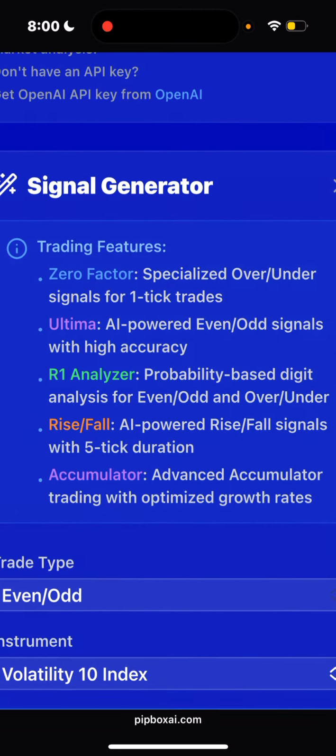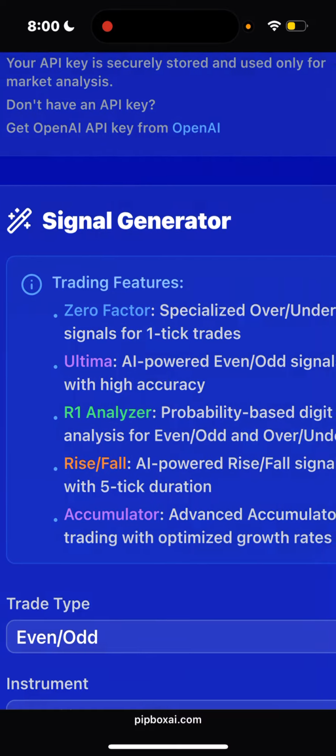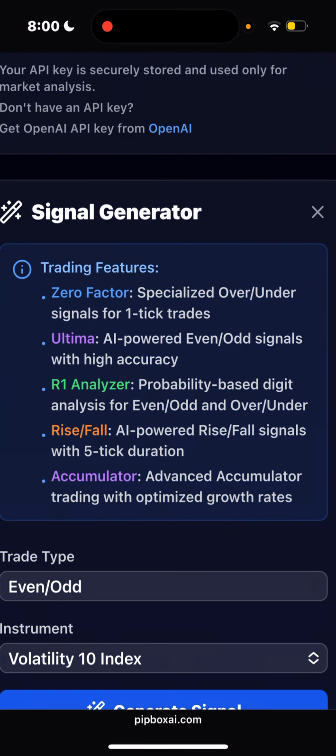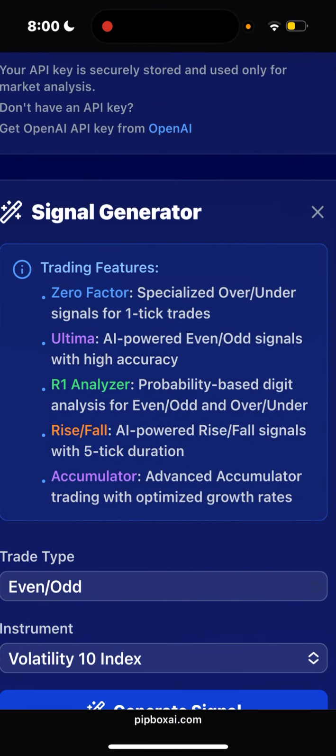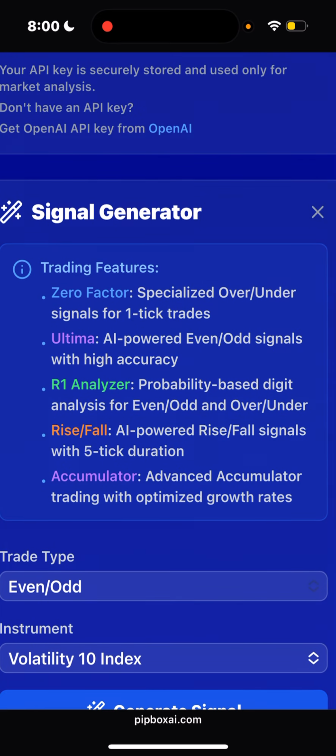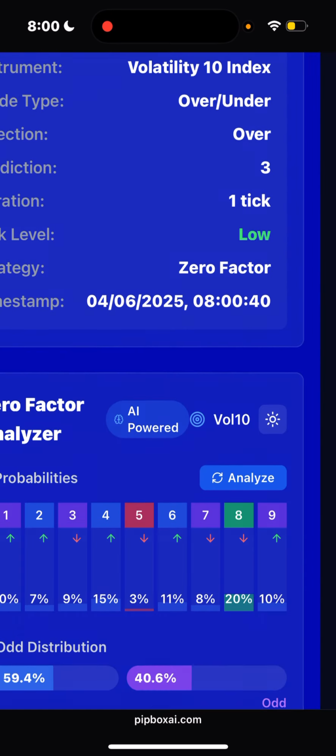You can scroll and see how everything works. This is the signal generator window, and this just explains to you how everything works, how the zero factor, Ultima, R1, rise and fall, and accumulator factor works.